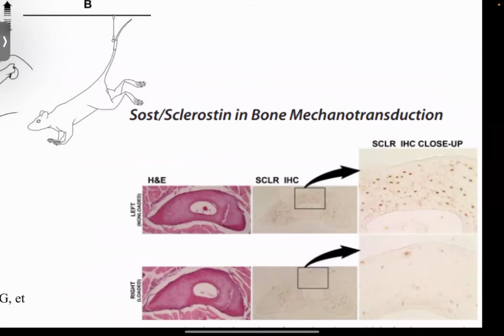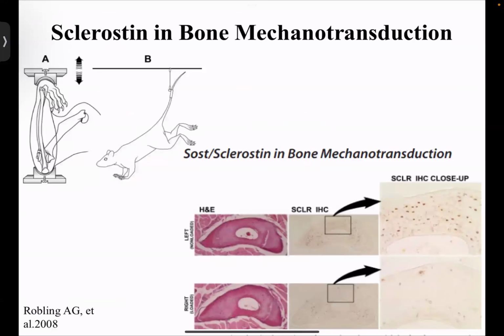So that is mostly the theory behind why patients with acute spinal cord injury have maximum bone loss because of the immobilization, and sclerostin is very tightly regulated by the mechanoreceptors with loading and unloading.